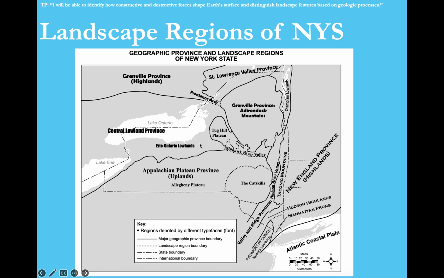Moderate relief, or your plateaus. We have 3 landscapes for the plateaus. We have the Appalachian Plateau Province. We have the uplands, Allegheny Plateau. We have the Tug Hill Plateau. Right, again, elevated horizontal rock that has been uplifted. And we have the Catskills, which is a part of the Allegheny Plateau.